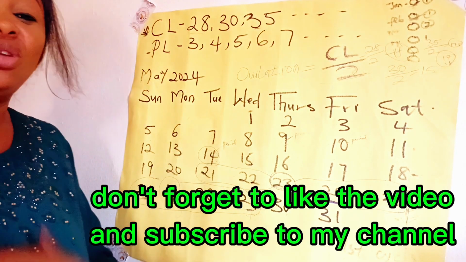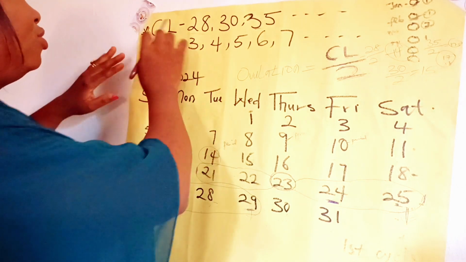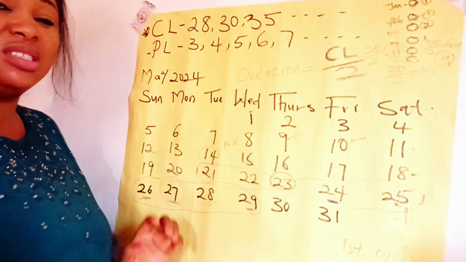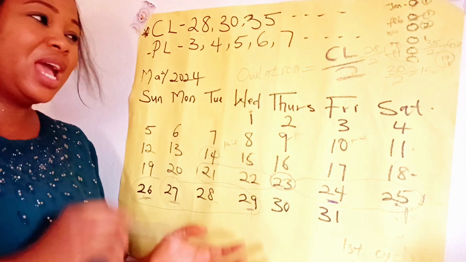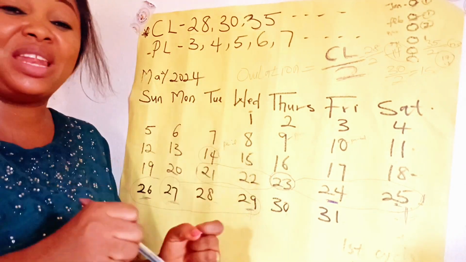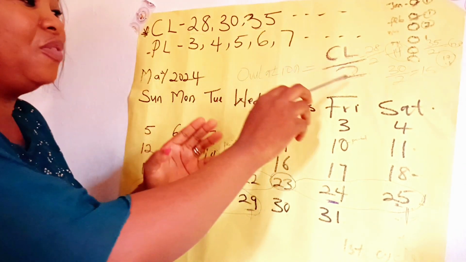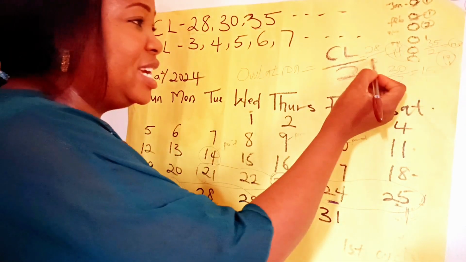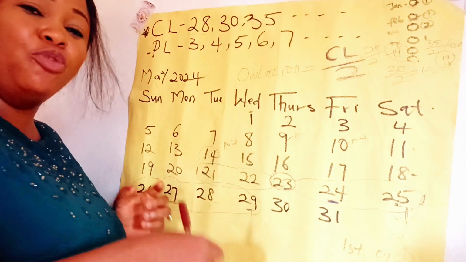To calculate your ovulation, let me summarize. Number one, know your cycle length. After you have known your cycle length, know the ovulation formula, and that is cycle length divided by 2. Whatever you get is your ovulation day. So if you get 15, that 15th day is your ovulation day.